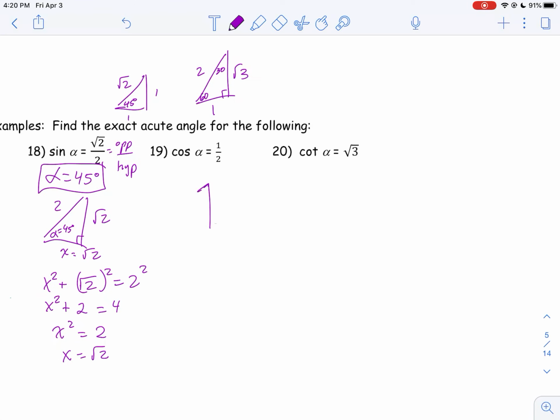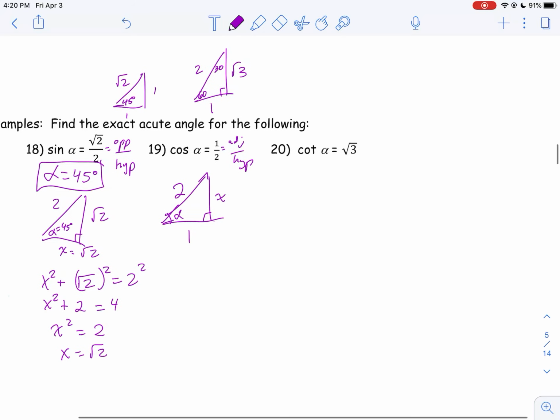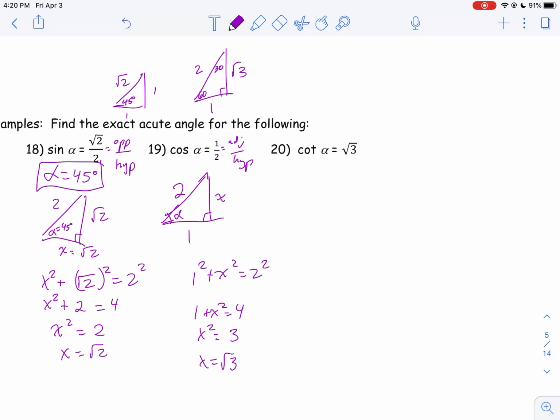For the next one, I'm going to set up a triangle. I shouldn't draw it because I already know the answer. If I just draw a random triangle without knowing what it's going to look like, actually that would have been an okay picture. But if alpha here, adjacent side is next to the angle, I get 1, hypotenuse is 2. Pythagorean theorem now, 1 squared plus x squared equals 2 squared. 1 plus x squared equals 4, x squared equals 3, x equals the square root of 3.